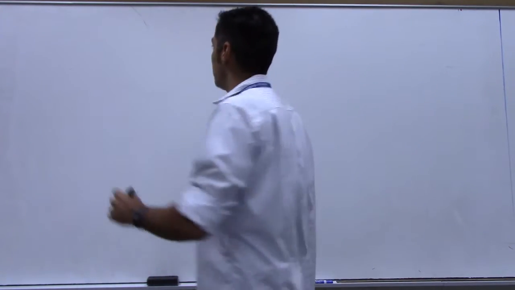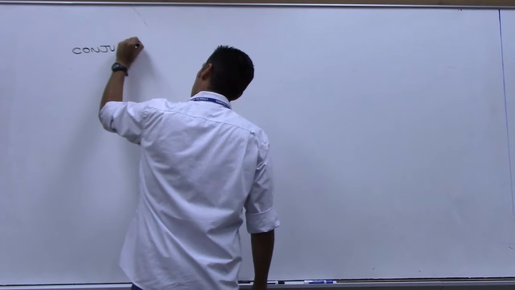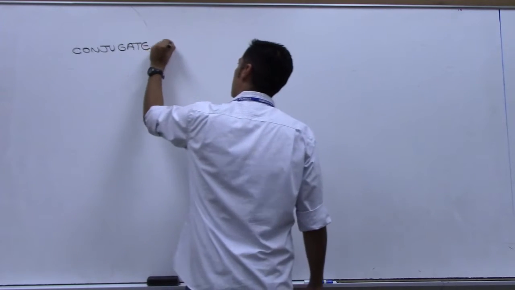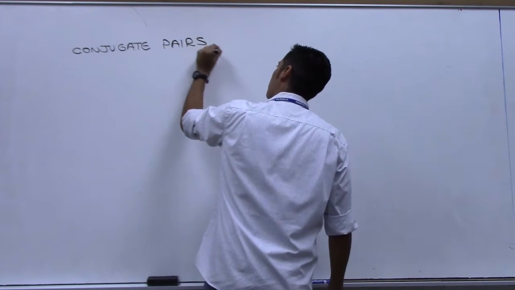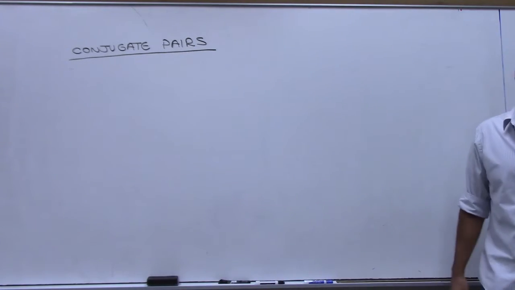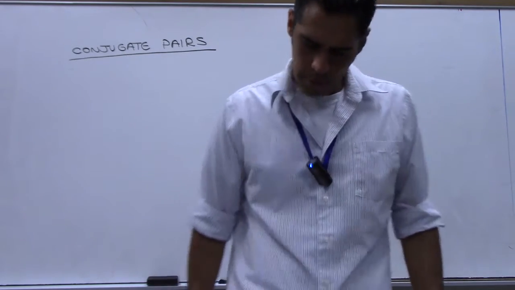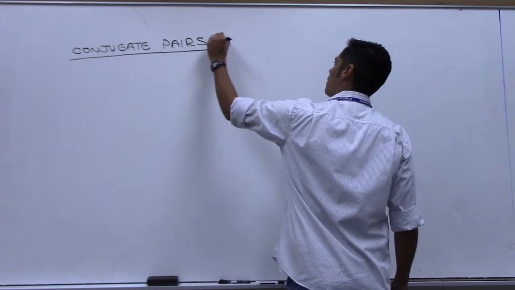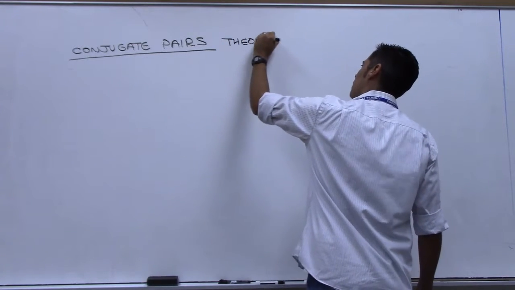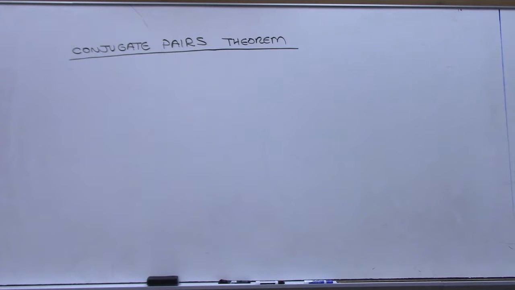The last thing I want to talk about is what's called, this is a theorem. In fact, the book says the conjugate pair theorem. A theorem is basically something that's just proven to be true, all right? Something that someone has proven is correct.